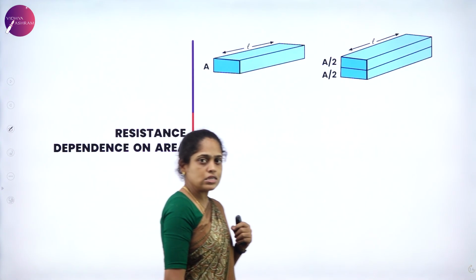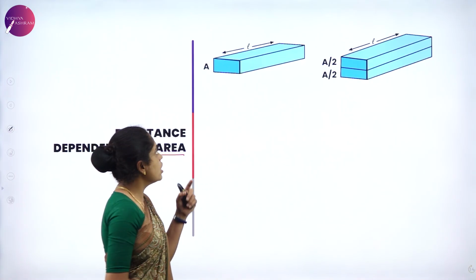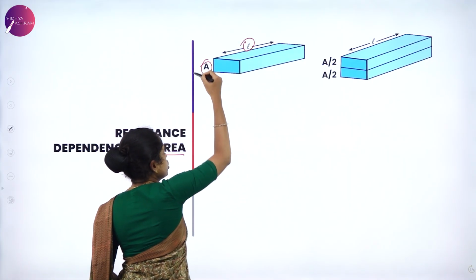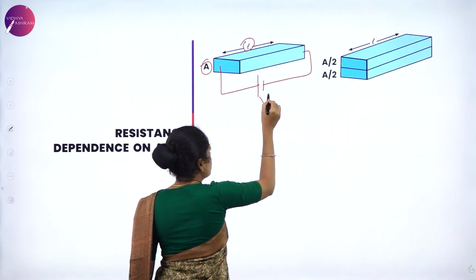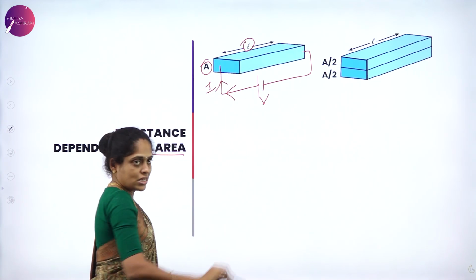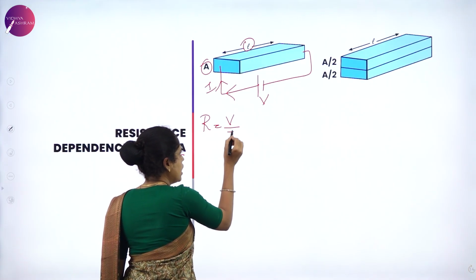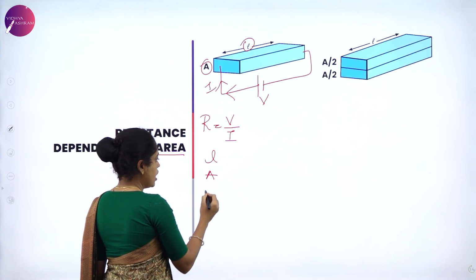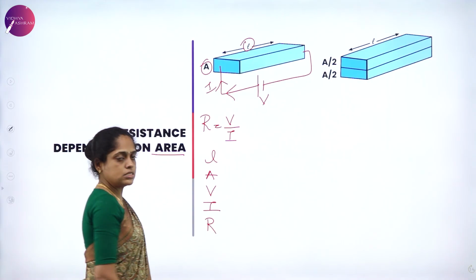The next factor is area. How does the resistance depend upon area? Let us see. Consider the same conductor of length L, area of cross section A, and connect a battery of potential difference V to this conductor. Now the current I starts to flow in this conductor and the resistance is V by I. So length L, area of cross section A, potential difference V, and I is the current, then resistance is R.